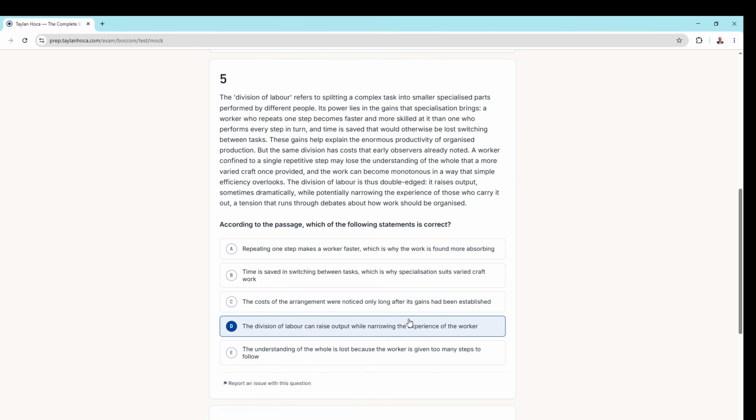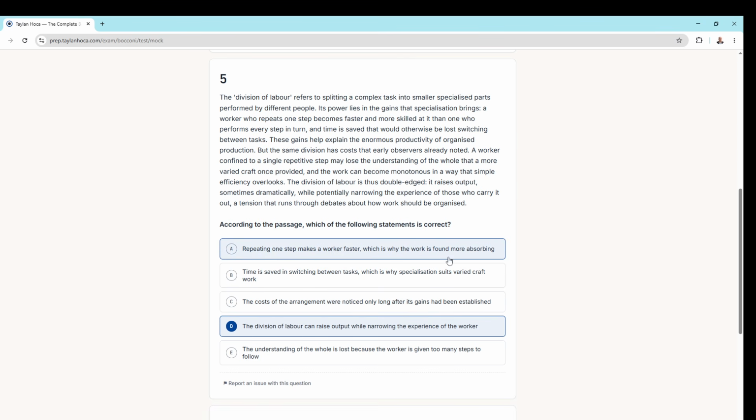The costs of the arrangement were noticed only long after its gains had been established. I don't know. Long after? No, were noticed only long after. I don't think we have this in the passage. The understanding of the whole is lost because the worker is given too many. No, the worker is given a single step. Okay? And absorbing or D.